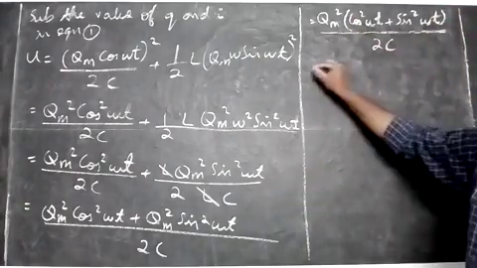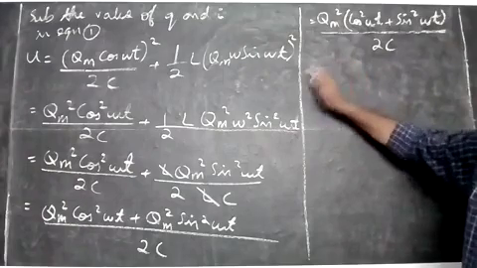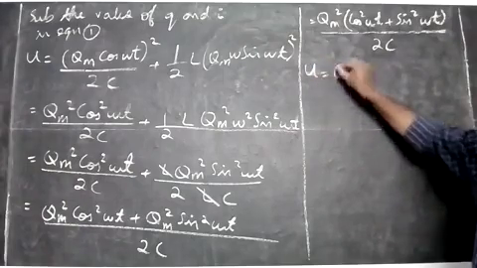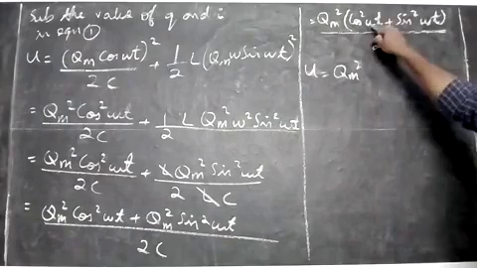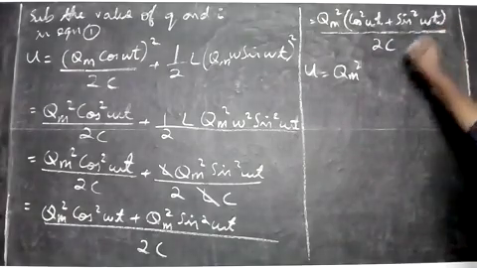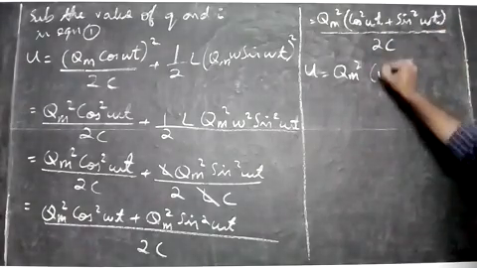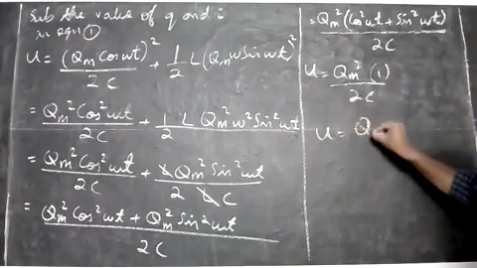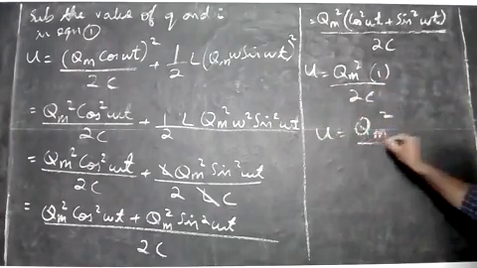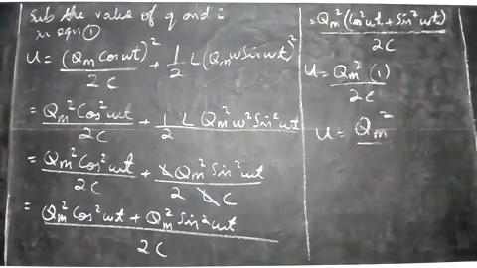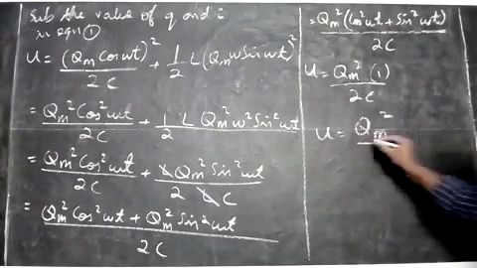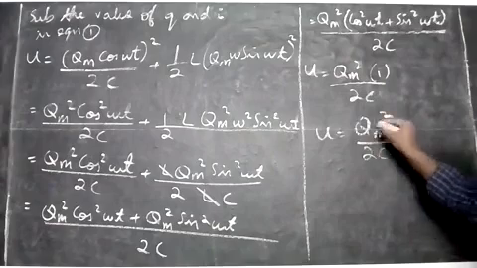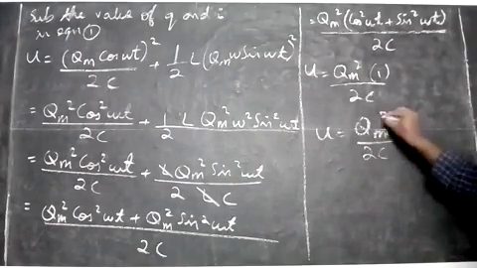So on the left side you get the energy, which is equal to Qm square into cos square omega t plus sin square omega t, which is 1, into 1 divided by 2C. So the energy is equal to Qm square divided by 2C. This is the term we get.